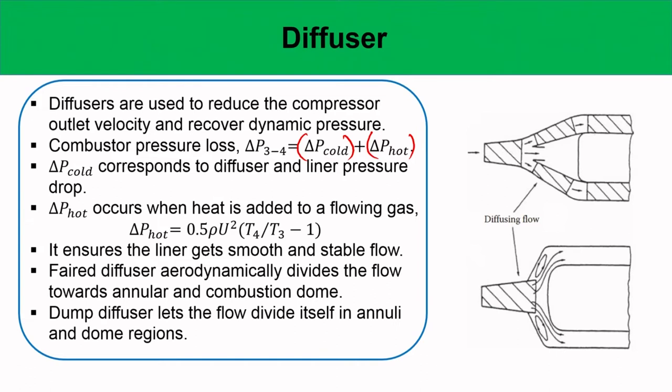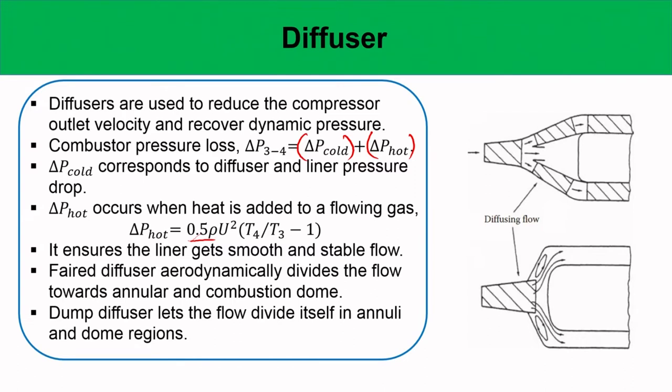Now, the P hot loss: when you add heat into a flowing gas, if it is a subsonic gas, then of course there is a pressure loss as we have seen. This pressure loss is directly proportional to u square, which we have done, if you remember, in the governing equations and the premixed 1D premixed flame class. So this is about 0.5 times rho u square times (T4 by T3 minus 1).